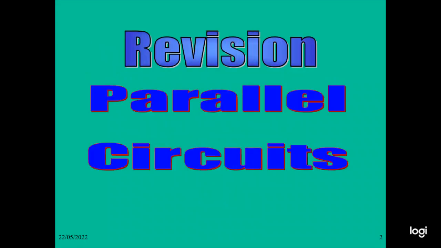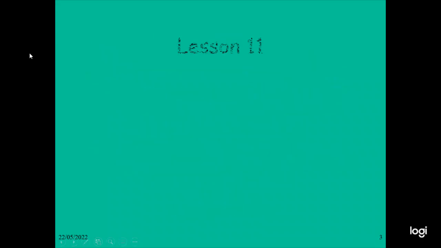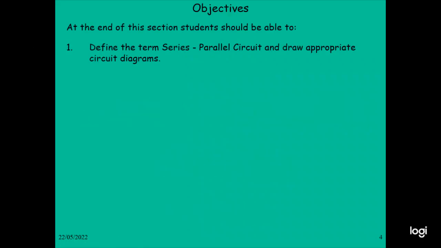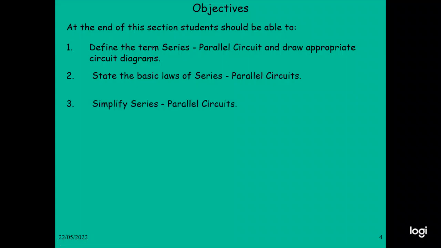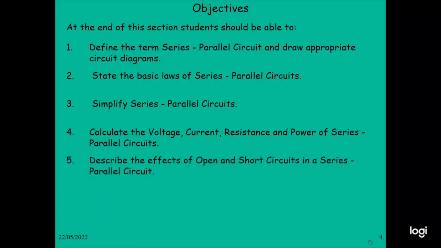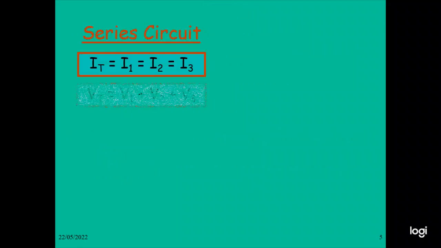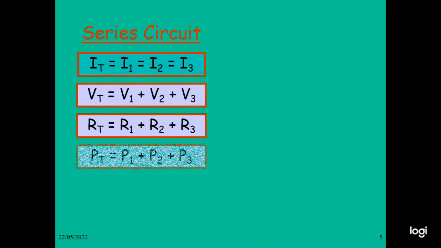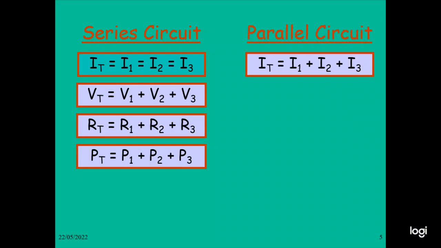Lesson 7 is series parallel circuit. At the end of this session, students should be able to define the series parallel circuit and draw the appropriate circuit diagram, state the basic laws of the series parallel circuit, simplify the series parallel circuit, calculate the voltage, current, resistance, and power of the series parallel circuit, and describe the effect of open and short circuits in the series parallel circuit.